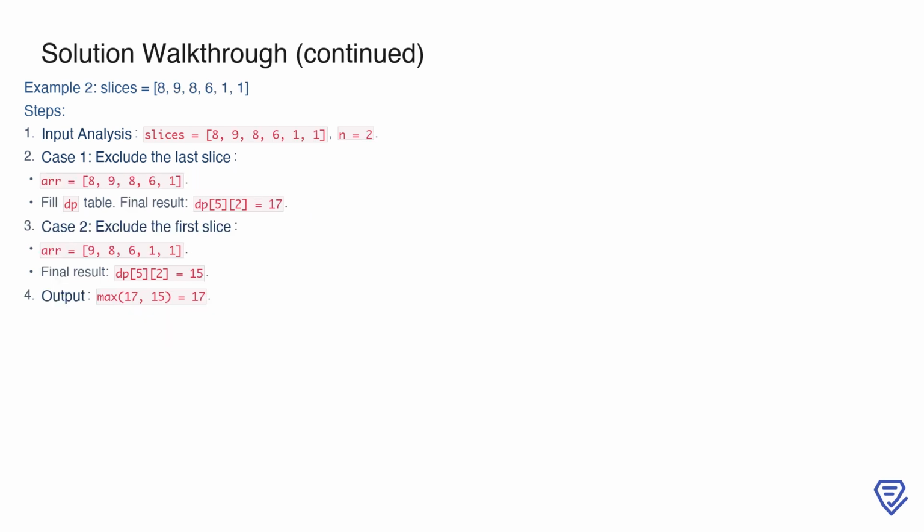Now consider a second example where the slices are 8, 9, 8, 6, 1, 1, and n remains 2. For the first case, we exclude the last slice and use the array 8, 9, 8, 6, 1. Using the same dynamic programming approach, we fill the dp table. The final result for this case is dp[5][2] equals 17. For the second case, we exclude the first slice and use the array 9, 8, 6, 1, 1. After completing the calculations, the final result is dp[5][2] equals 15. Comparing the results of the two cases, the maximum sum is 17.